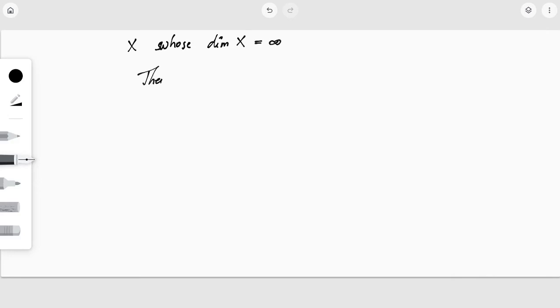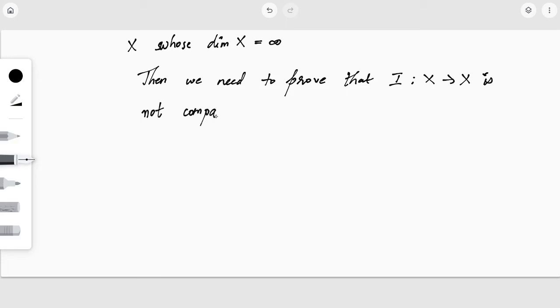Then we need to prove that the identity operator I from X to X is not compact. That is, if I take any sequence, then it will not have a corresponding Cauchy subsequence. Now as we are considering the identity operator, if I take I of x, that is actually x itself, so you don't have much complication in that.